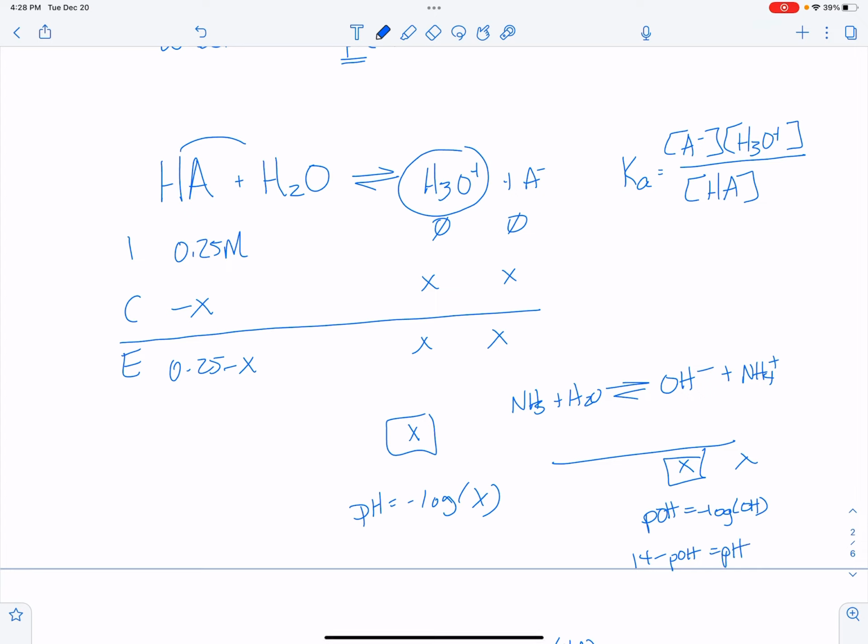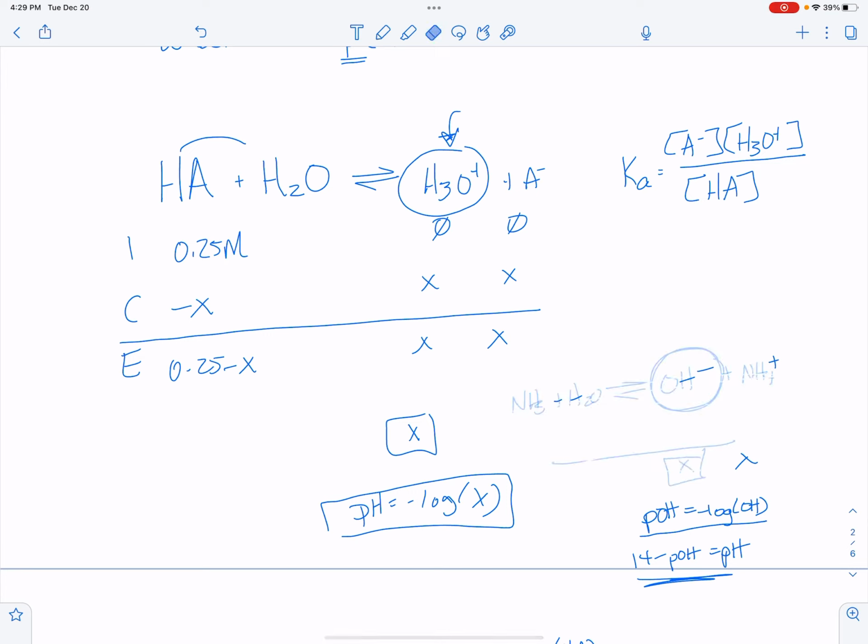So if you're doing H3O plus and you make H3O plus, you can just turn your X right into your pH equation. If you are solving for something that has an OH group in it, you, again, just plug your X into your pOH, but then you have to do an extra step to get to the pH. So just pay attention to where you're doing these. There's plenty of example problems for you to see that.